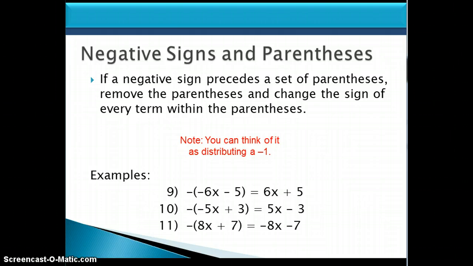One more example here. We have negative outside the parentheses of 8x plus 7, and so that 8x will become negative 8x, and the plus 7 will become minus 7.